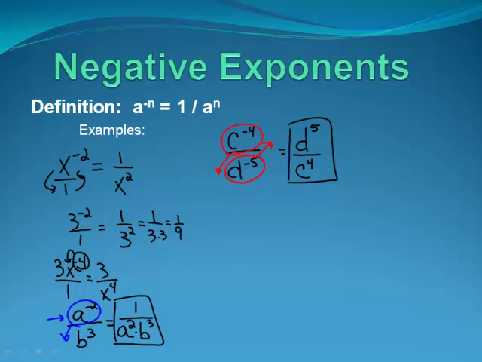All right, let's look at this example: a to the negative 3rd times a to the 5th. Now, there's a couple of ways you can approach this problem.